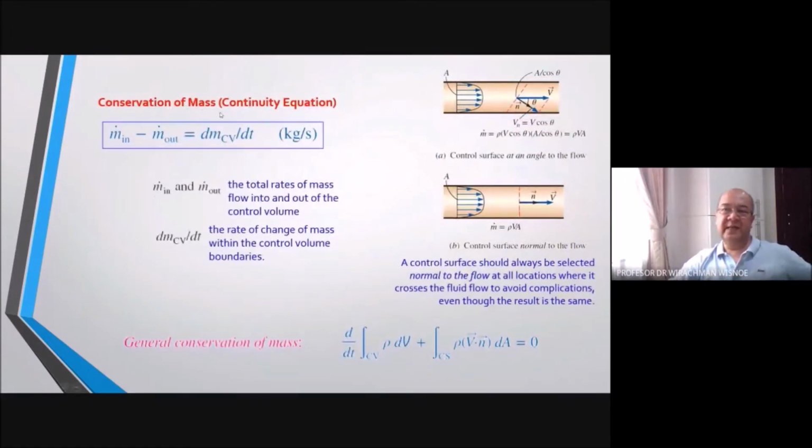The conservation of mass is also named the continuity equation. This is the equation that you have seen: m dot in minus m dot out equal to dm CV over dt. CV here is control volume. In more general form, the conservation of mass is written like this. So this is the integral equation. This part is depending on t, and this one is m dot out minus m dot in. So this is the general equation for conservation of mass.